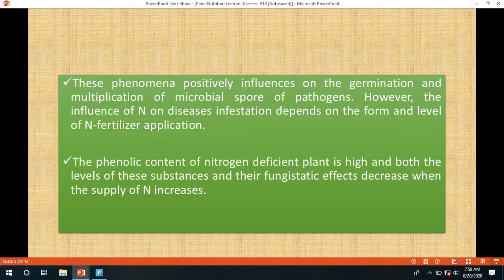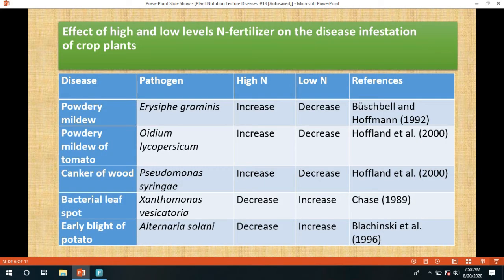The phenolic content of nitrogen deficient plants is high, and both the levels of this substance and their fungistatic effect decrease when the supply of N increases. So when N is increasing, the phenolic compounds also decrease. That is why the attack of fungi is reduced. That is one way nitrogen influences the control or lower infestation of fungal diseases.